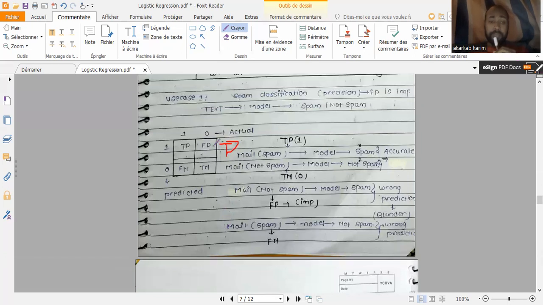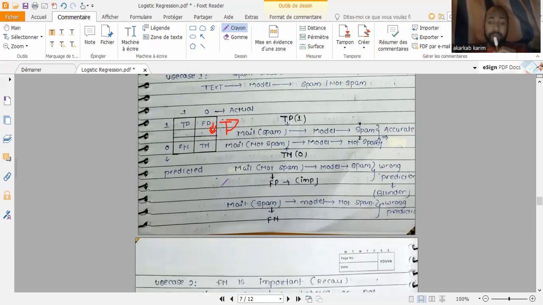That means we need to decrease this false positive, because in precision, true positive is divided by true positive plus false positive. It's not a spam, but it's predicted as a spam. That means we need to decrease this false positive.